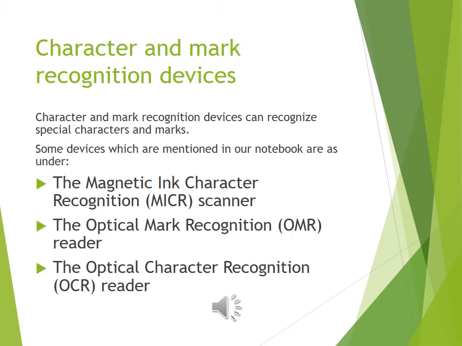What are the character and mark recognition devices? Character and mark recognition devices can recognize special characters and marks. Some devices which are mentioned in our notebook are as under: the magnetic ink character recognition scanner, which is called MICR, the optical mark recognition reader, which is called OMR, and the optical character recognition reader, which is known as OCR. Now we are going to discuss all the three devices which are mentioned in our notebook.